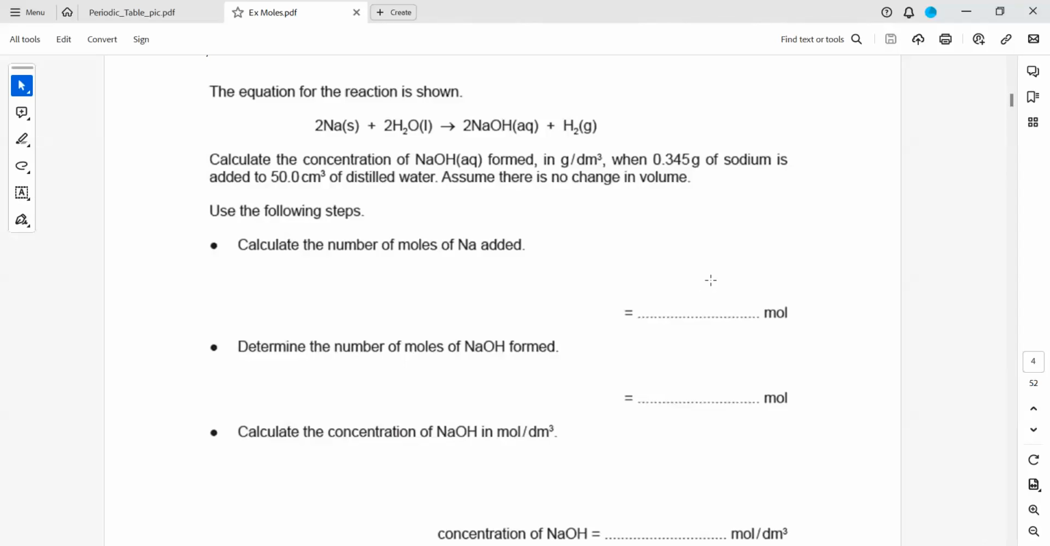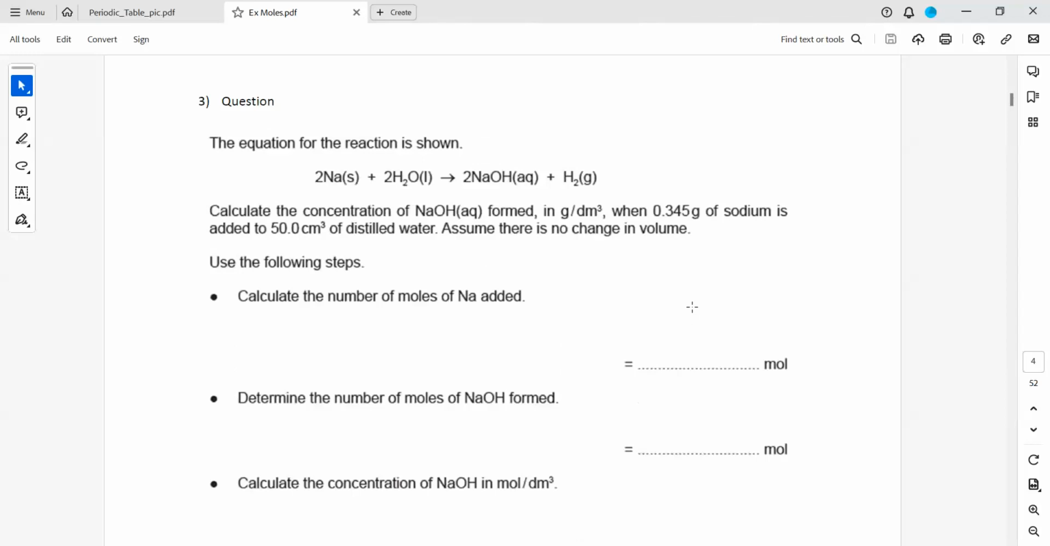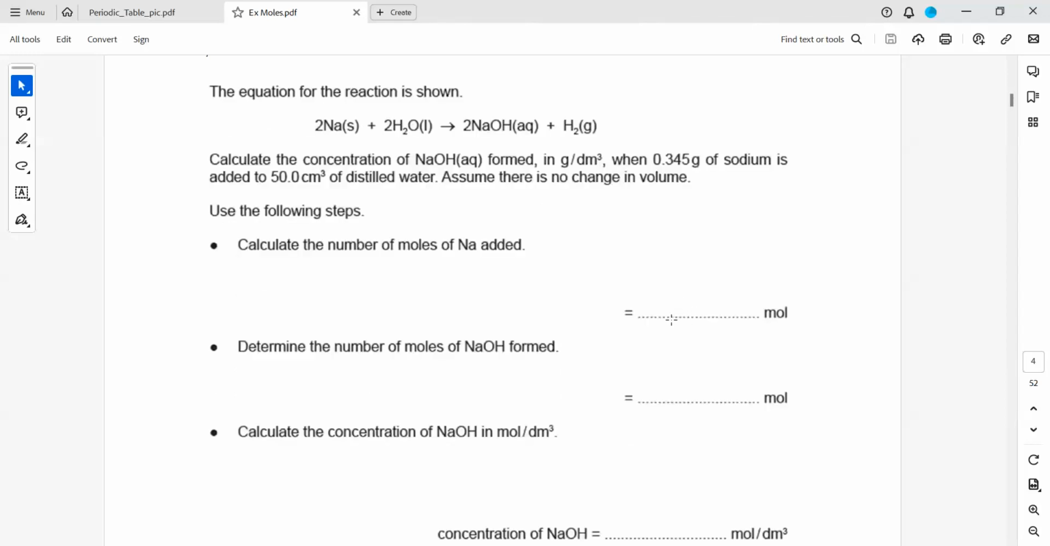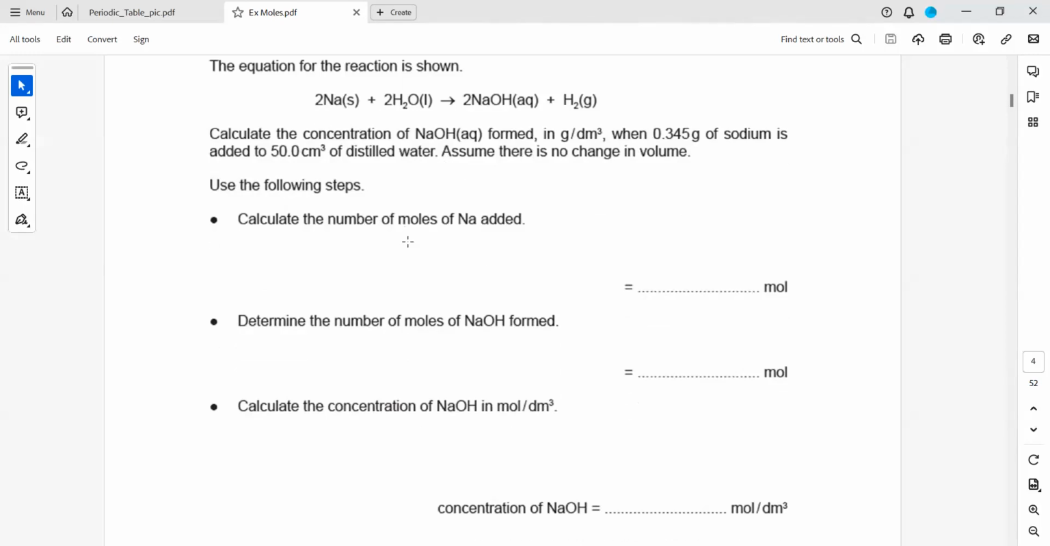So, continuation of the exercise, question number 3. The equation for the reaction is shown as sodium reacting with water. It produces sodium hydroxide and hydrogen gas. And the question is: calculate the concentration of sodium hydroxide, NaOH aqueous.